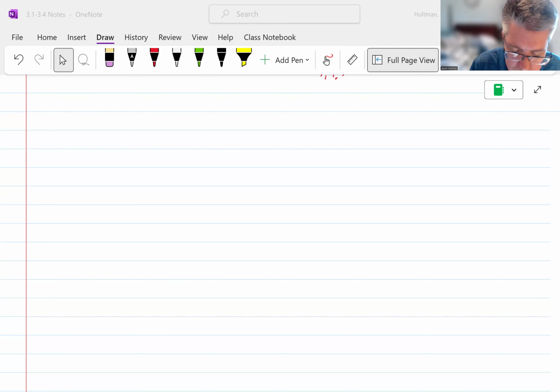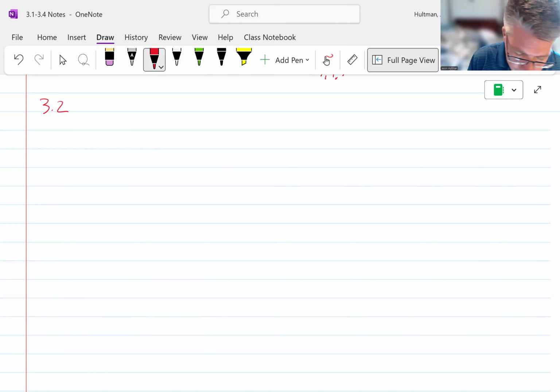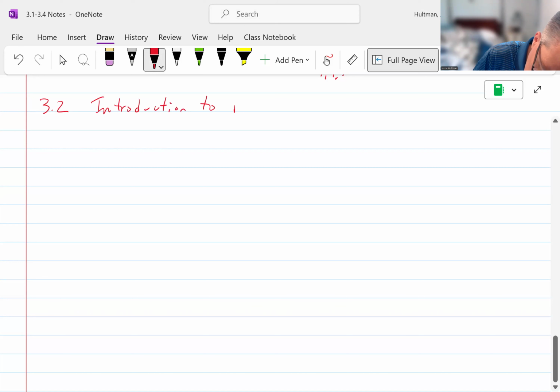Okay, section 3.2. Okay, 3.2 is introduction to proofs. The rest of chapter 3 is all about proofs. Okay, proving theorems.